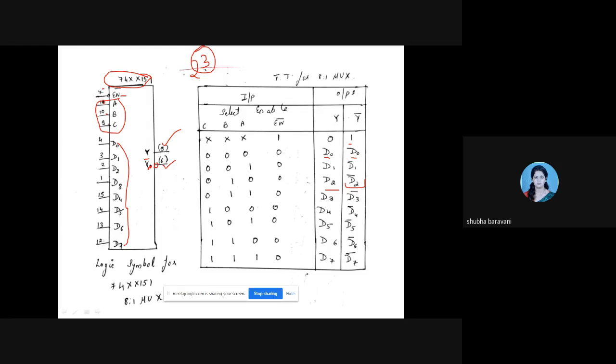Are you understanding? Let's go through this function table. All of you go through the function table.